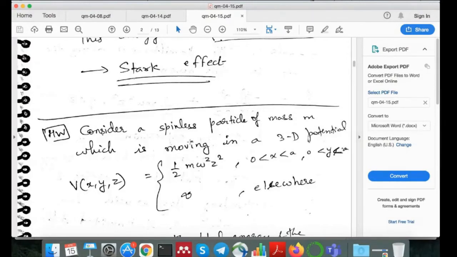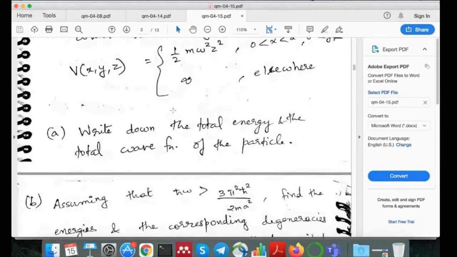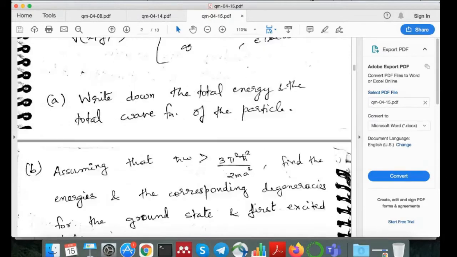So the question is, consider a spinless particle of mass m which is moving in a 3D potential. Basically it is like that infinite square well, but in one direction you have a harmonic potential as well, and in the other directions you have an infinite square well. So this is a combination of two kinds of potentials. The first question is, write down the total energy and the total wave function of the particle.